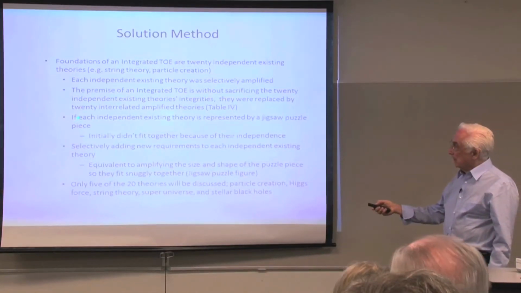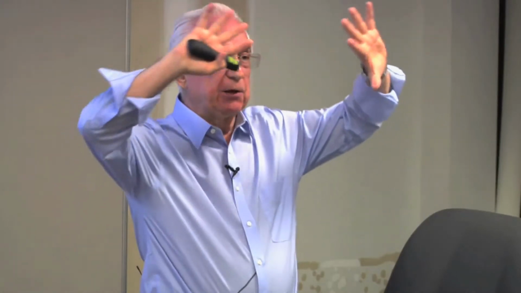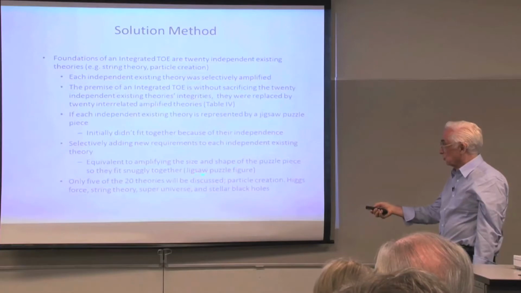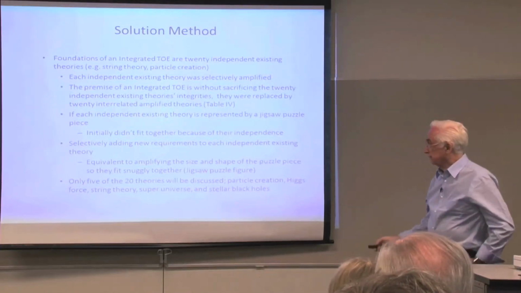Now, another way of looking at the problem is if you think of these 20 independent theories as being jigsaw puzzle pieces, initially they don't fit together because they're independent of each other. But by amplifying the requirements of each of the theories, that's equivalent to amplifying the size and shape of the jigsaw puzzle pieces such that they fit together. And that will be shown to you as the jigsaw puzzle figure, which is at the end of the presentation.